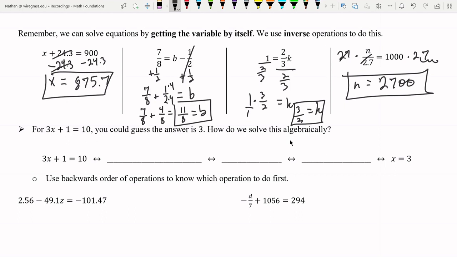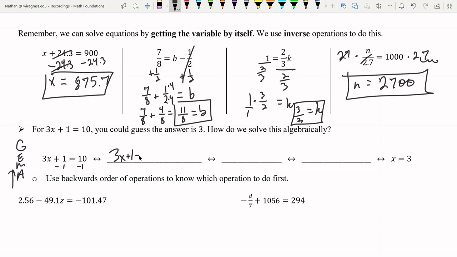But to solve this algebraically, I'm going to use backwards order of operations. So the first thing I need to get rid of is the addition and subtraction, right? Order of operations is GEMDAS. So we normally go this way, but we're going to go this way to solve for a variable. And that says addition and subtraction is taken care of first. And that's going to be this 1 here. I'm going to subtract 1 from both sides. So it's going to look like this.